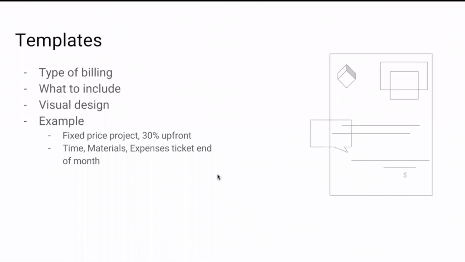So what we want to start off with is the building blocks of how invoices are created within Accelo, and those would be through what we call templates. And there are three components that we're going to dive into on the templates: the type of billing, what to include on the invoice, and then visually how we display that. So we'll look first at a fixed price project and 30% upfront invoice, a down deposit invoice, and then a bit later in the call we'll focus on a time and materials template.